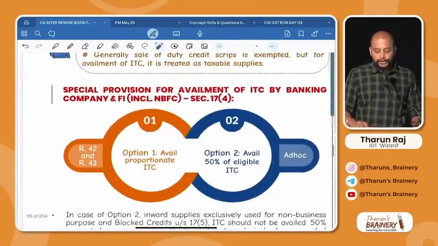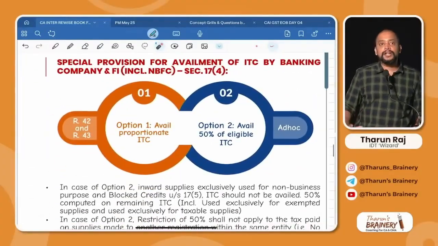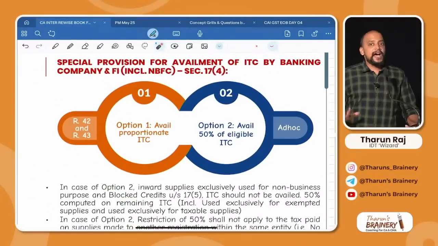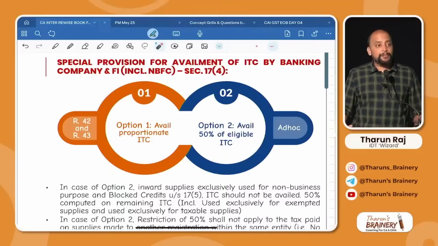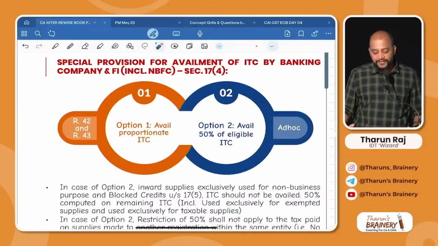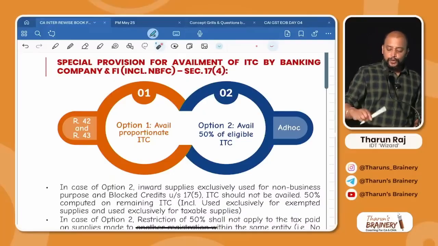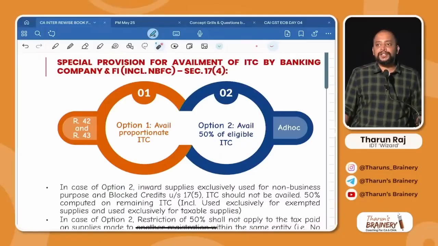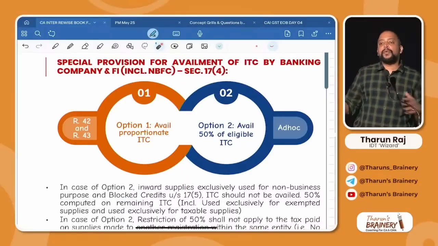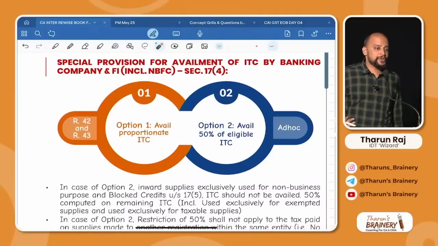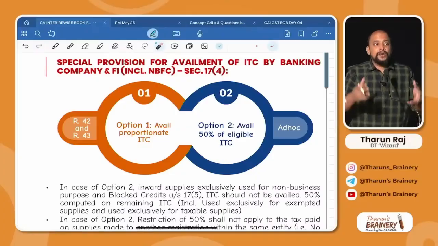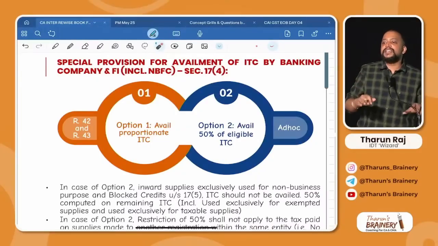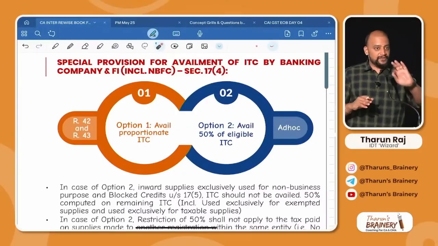Now we are moving on to 17 subsection 4, special provision for availment of ITC by banking company, financial institution, including NBFC. So there are 2 options for a banking company, financial institution, NBFC. Option 1 is the proportionate ITC option. Whatever we discussed just now is the proportionate ITC option.